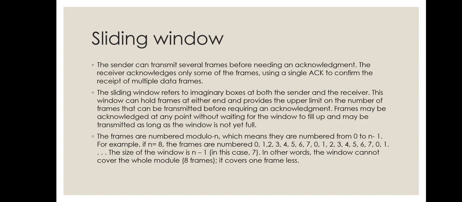The receiver acknowledges only some of the frames. So the receiver only acknowledges some of the frames, not every frame, and uses a single acknowledgement to confirm the receipt. The sliding window refers to imaginary boxes at both the sender and the receiver. So what is a sliding window? It refers to the imaginary boxes at both sides, that is the sender and the receiver.